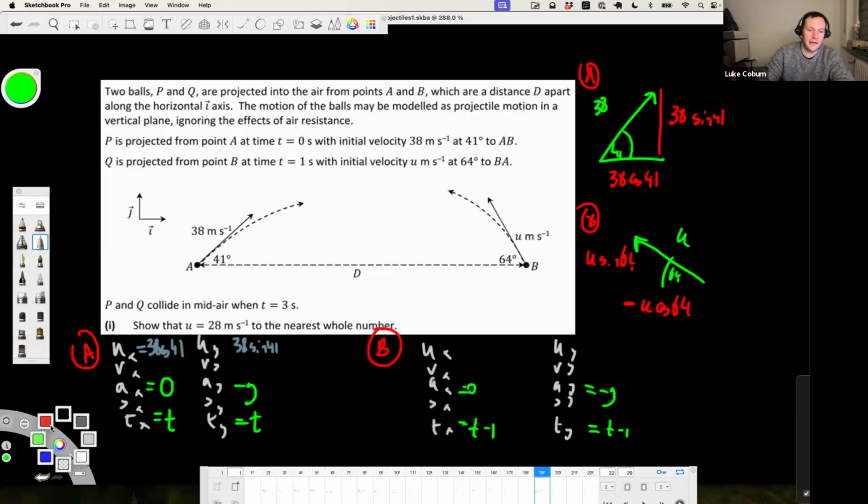Okay. And let's call the distance between these d. So the question is basically they collide after 3 seconds. So this one here is going to be equal to 3. This one's equal to 3. This one's equal to 2. This one's equal to 2.